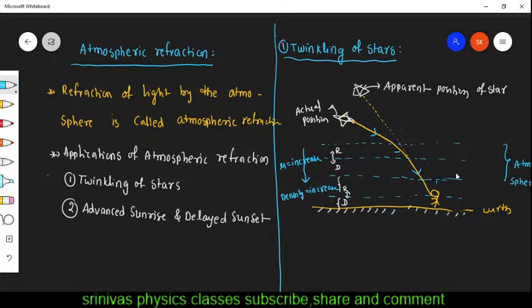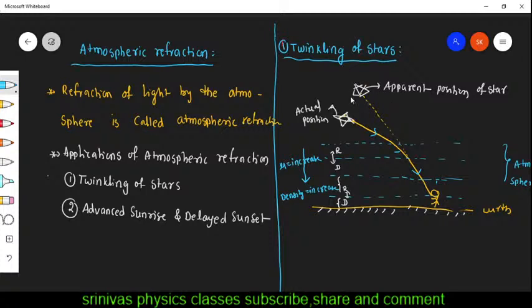It cannot go straight like this. It bends towards the normal and finally reaches the person. Due to the bending, this light ray appears here. If you do the extension for that, then it goes to here. That's why, in the straight line where the straight light ray reaches the person, there the object will appear. And this actual star never appears. Its image will appear.